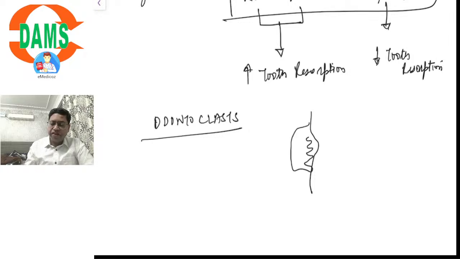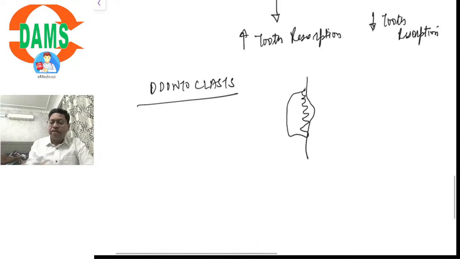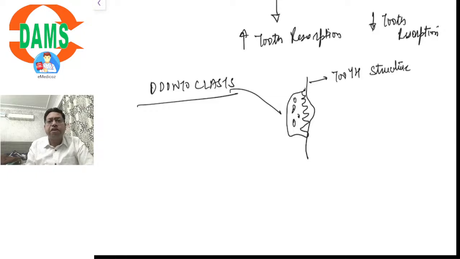This is the multinucleated odontoclast, and this is the tooth structure. Once they are attached to the tooth structure by way of an intermediate molecule like osteopontin, they send out projections, this is called ruffled border.